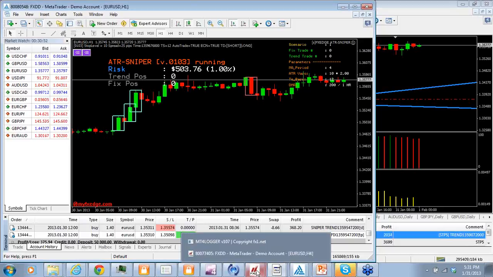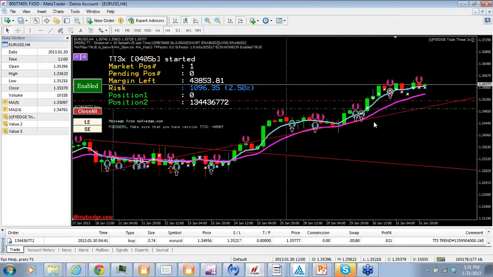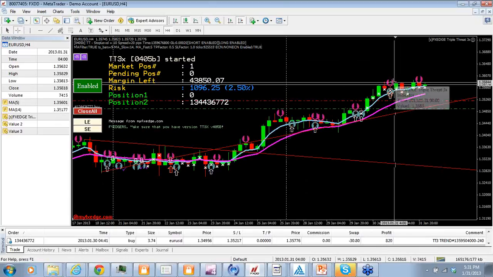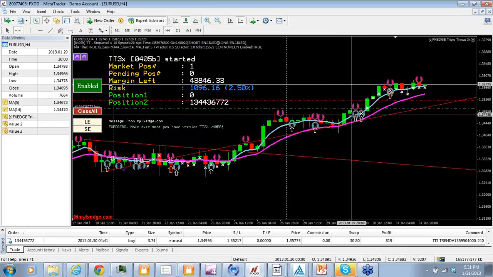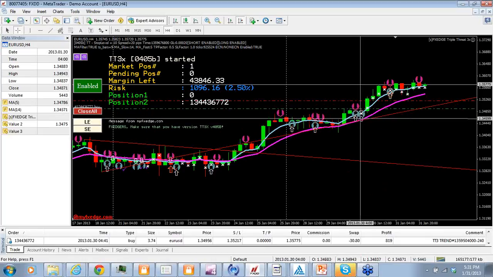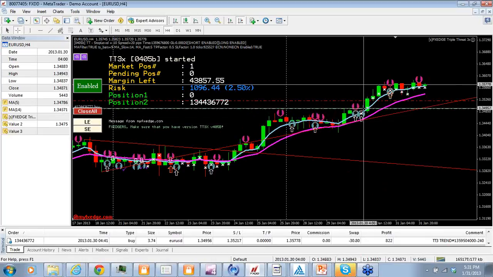And let's take a look at our TT3. Our TT3 is currently up 82 pips. You can see this trade below. We had basically a pullback in the market, giving us a nice reversal candle here. Nice triple threat reversal.